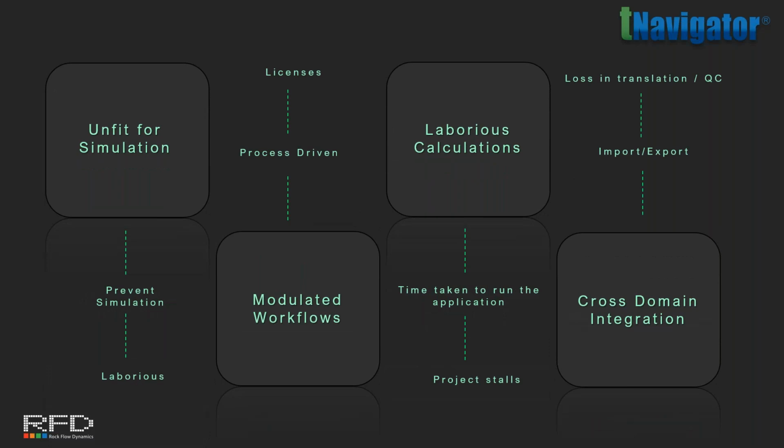And this is really a slide to just reiterate what we've just said, where we do have models unfit for simulation, which prevents simulation. It can be quite laborious. We have our modulated workflows, often process driven. There's often a lot of licenses involved. This can take time as well to get access to. Time taken to run these applications, projects can often stall and crash. And when we're thinking about cross-domain integration, we might think of importing and exporting from one project to another. Often data can be lost, it can take time to QC this, and often lost in translation.